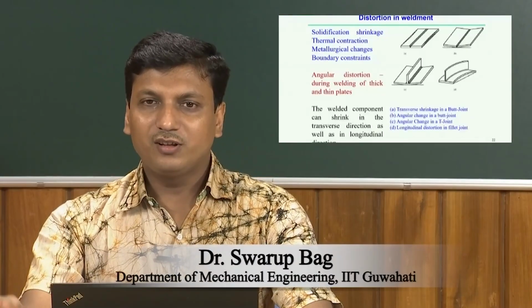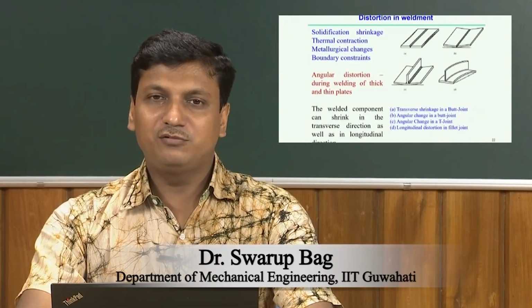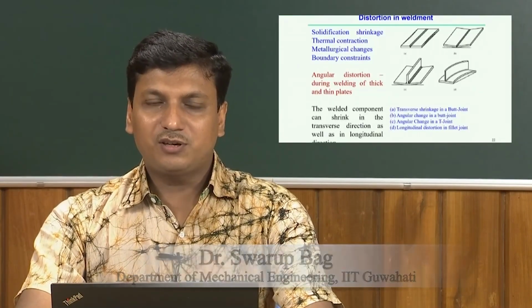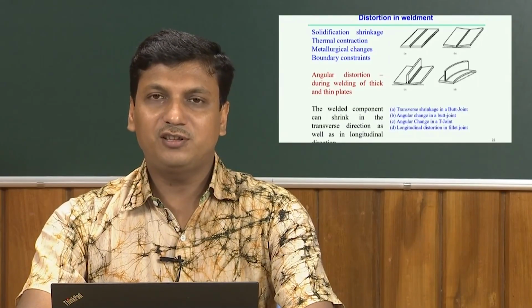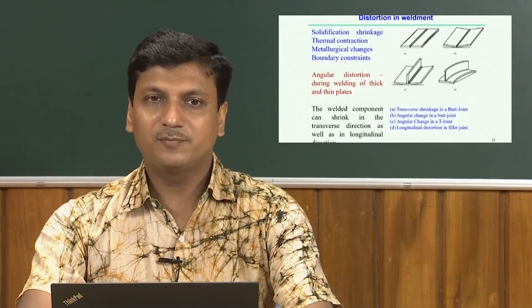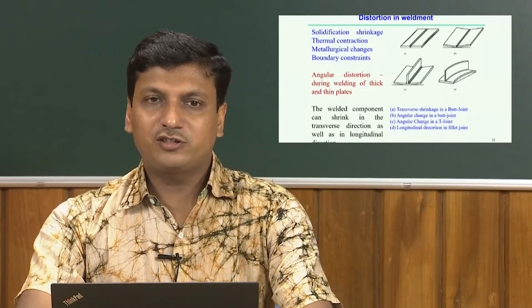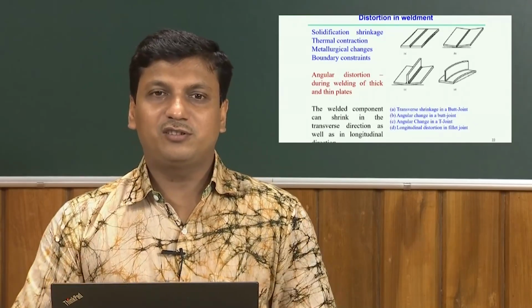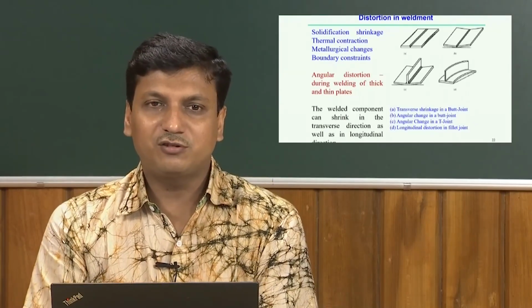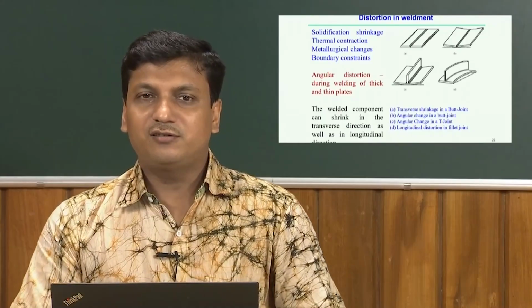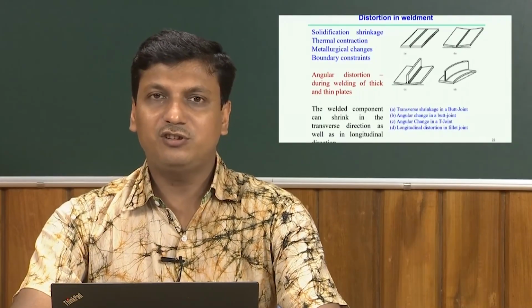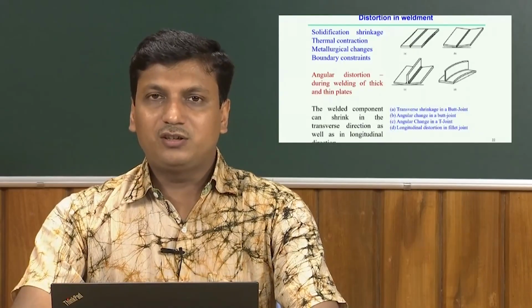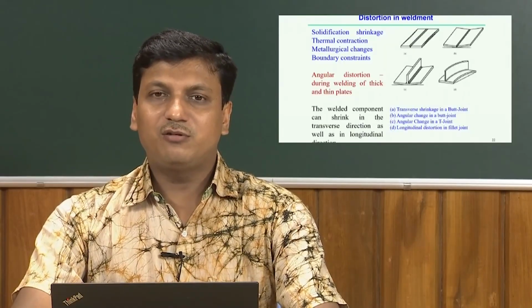Distortion in a weld joint is also a consequence of the residual stresses developed during the welding process, but the main reason for the distortion in the weld structure is mainly the solidification shrinkage and thermal contraction, and of course metallurgical changes also happen during the welding process. If there are any boundary constraints, all this actually influences the distortion in the final weld joint structure.